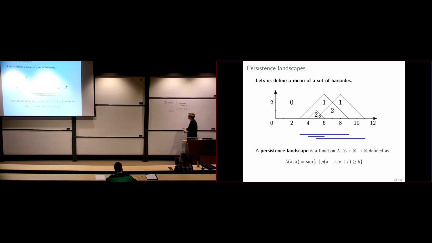So at filtration value 3 we have 1 bar, which is just born. But if we decrease epsilon by any value, that bar is no longer there. So the maximum epsilon that we can shift, such that this map has some rank, is 0. So here the value of the landscape is just 0.